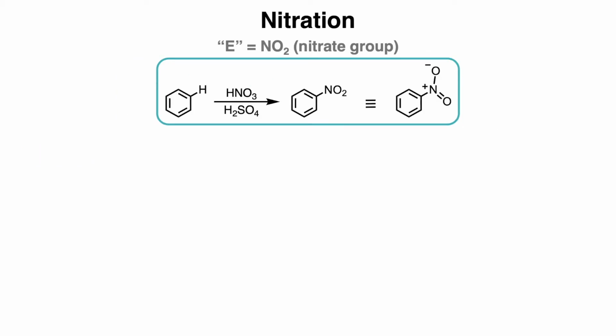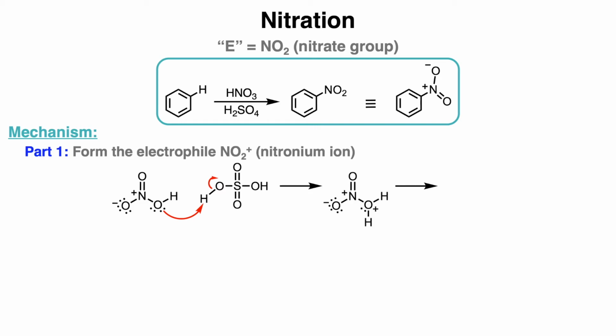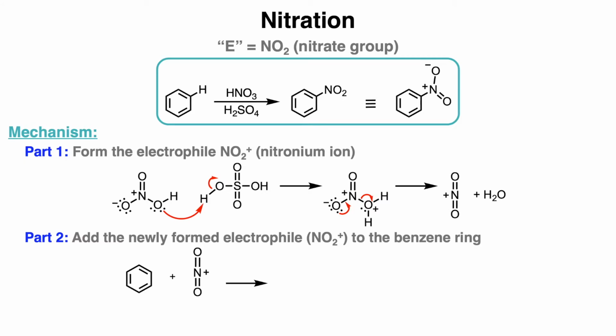The next EAS reaction is called nitration, where E is a nitro group. The mechanism starts by first forming the electrophile NO2+. Nitric acid acts as a base to accept a proton from sulfuric acid. Then one of the lone pairs on O pushes down to form an N=O double bond, which causes water to break off. The resulting nitronium ion acts as an electrophile.